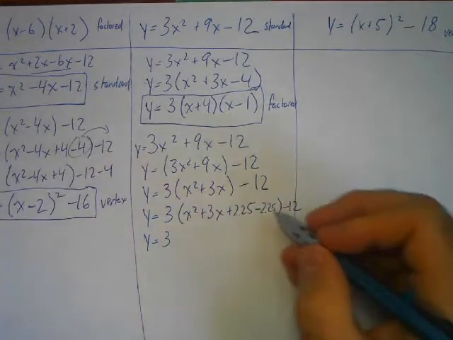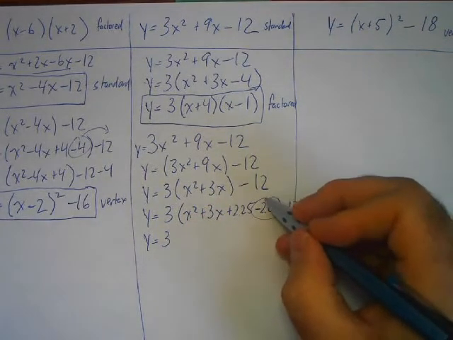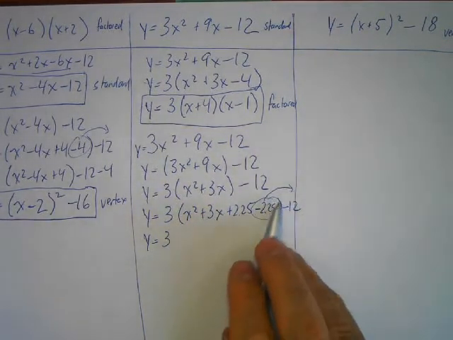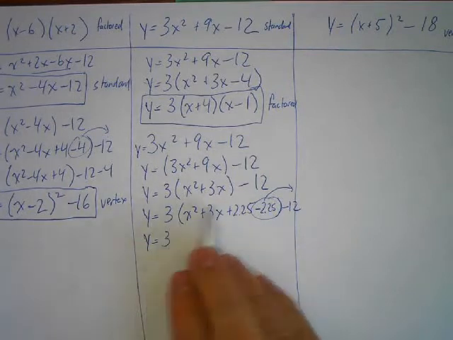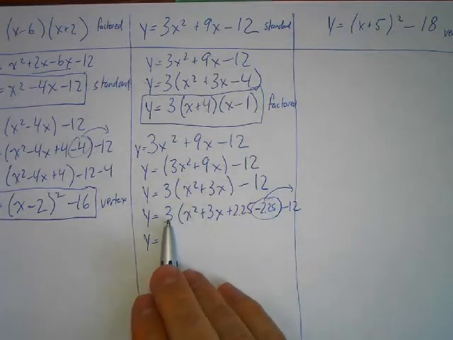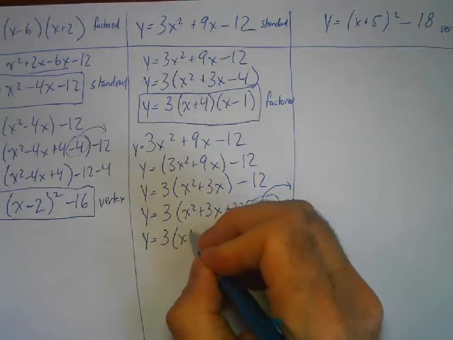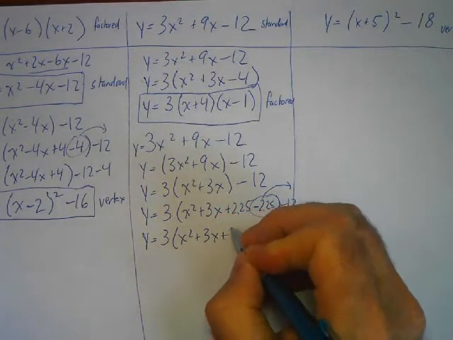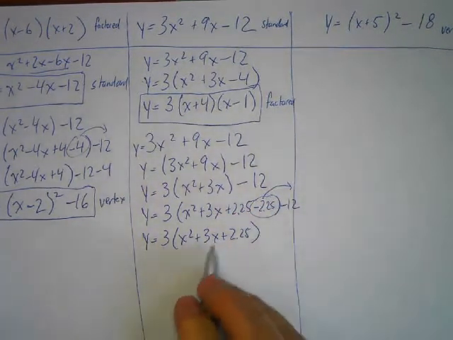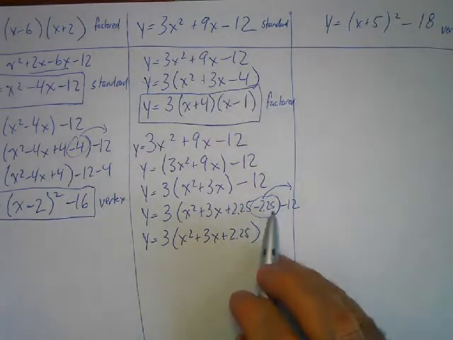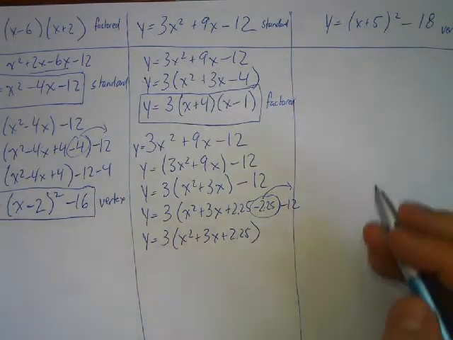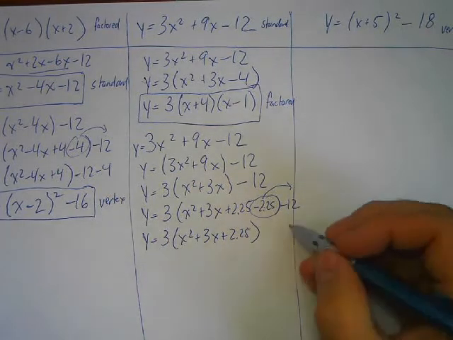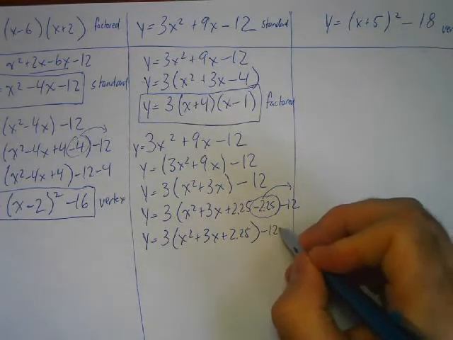Okay, now here's where we take the garbage out. I want to take that term outside the brackets. This time I have to multiply it by 3 first. So I'll just leave in the first 3 terms. There's my perfect square trinomial. Now when I take this outside, it's 3 times -2.25, so that's -6.75.